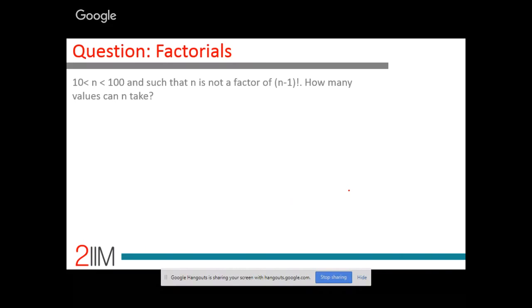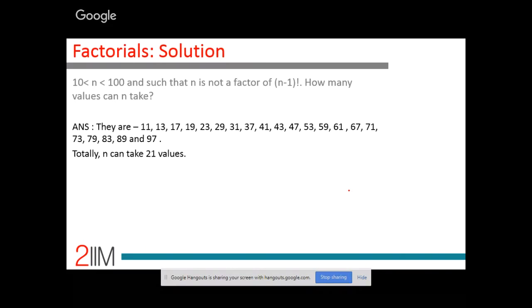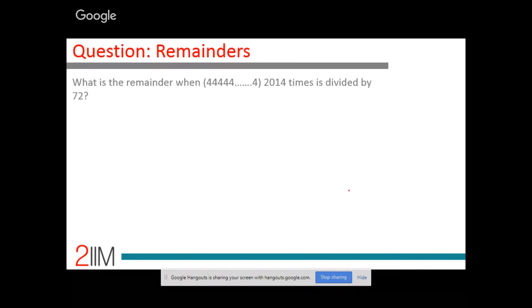Nothing more than that. Any number n can be factorized as a into b if it is not prime. So both a and b will be less than n. So they will feature when you write 1 into 2 into 3 into all the way to n minus 1 factorial. A and b both will feature. So the only way n is not a factor of n minus 1 factorial is if n is a prime. And so we're effectively saying 10 less than n less than 100, find all prime numbers.